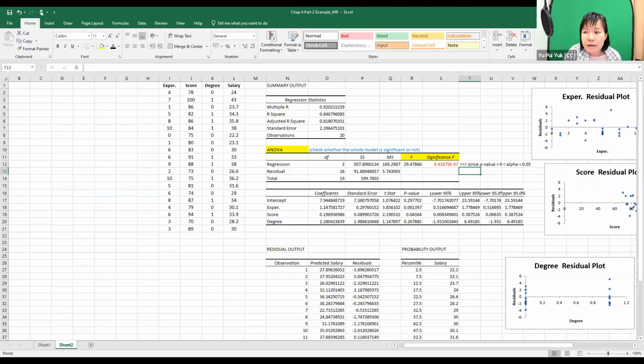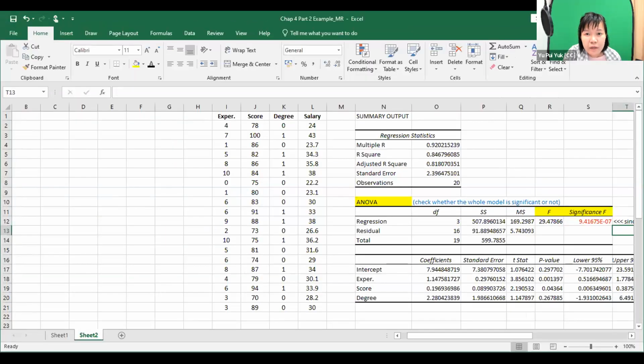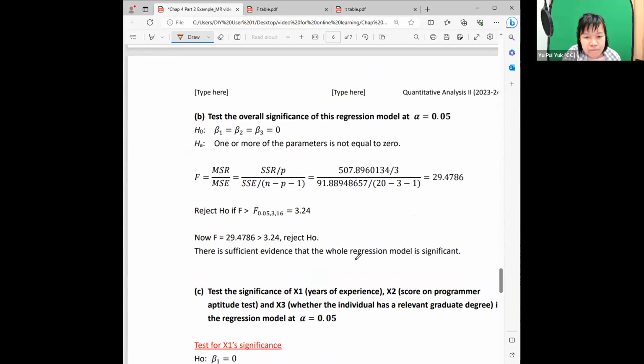Wait a minute, let me check the Word file to see whether the whole model is significant. Then part B is to test whether the whole model is significant at alpha equal to 0.05. If we already run the Excel output with the ANOVA p-value, we can know the answer very quickly.